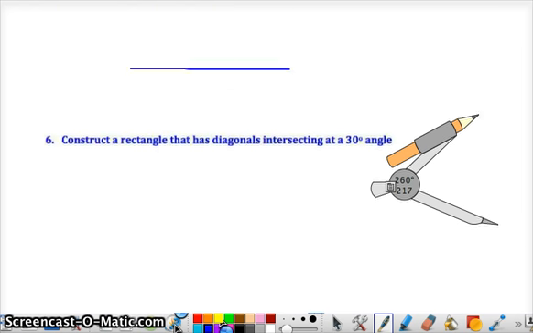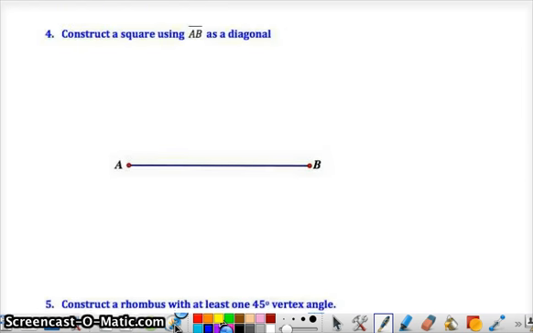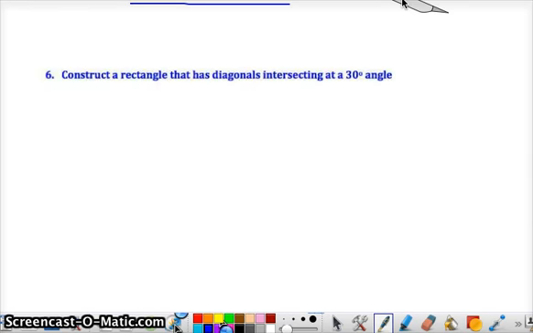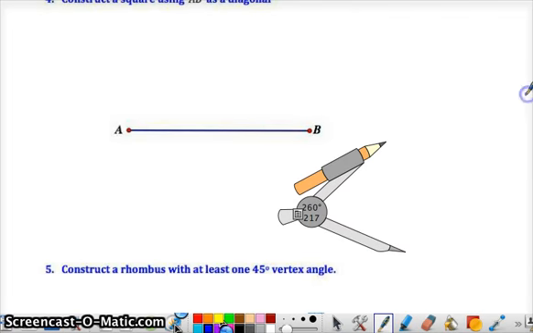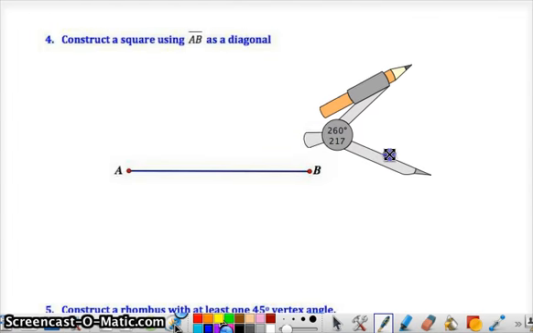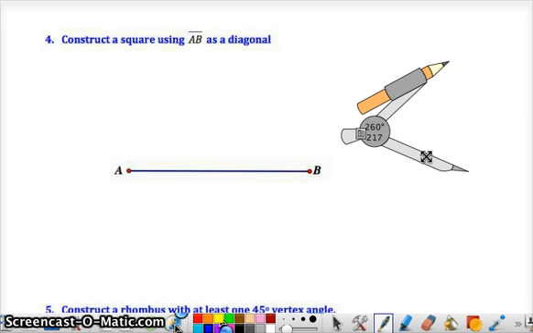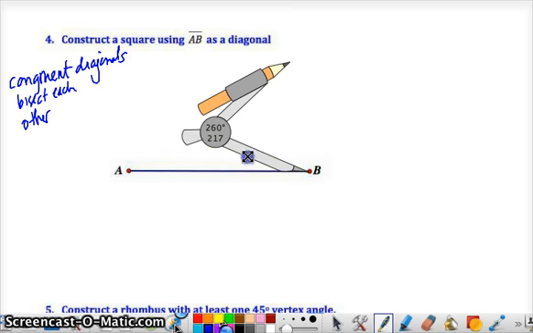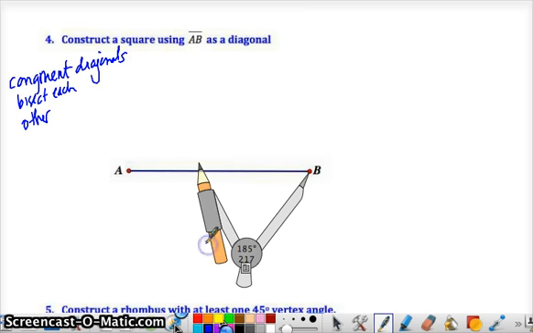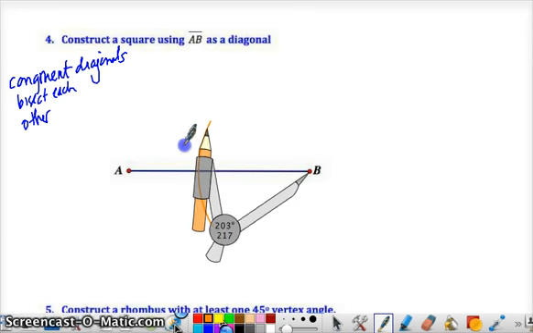All right, moving on to these last three. So this first one at the top, gotta get my compass up there. Construct a square given this as a diagonal. So you have to ask yourself, what do we know about the diagonals of a square? Well, they are congruent to each other, and the two diagonals bisect each other. So if this is one diagonal, what do I have to do? Well, I have to bisect it. So I'm going to start by bisecting this diagonal.